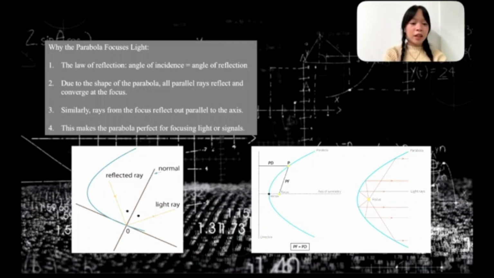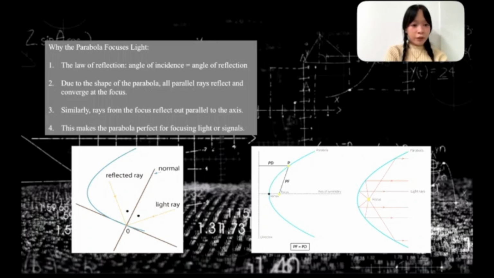Now, if we reverse this process, we observe the second part of the optical property. When a light ray starts at the focus and strikes the parabolic surface, the law of reflection again applies. Because of the symmetry and geometry of the parabola, these reflected rays emerge parallel to the axis of symmetry. This reverse behavior is just as important as the first. It shows that the parabola does not only collect light efficiently, but it can also send energy outward in a highly controlled and uniform direction.